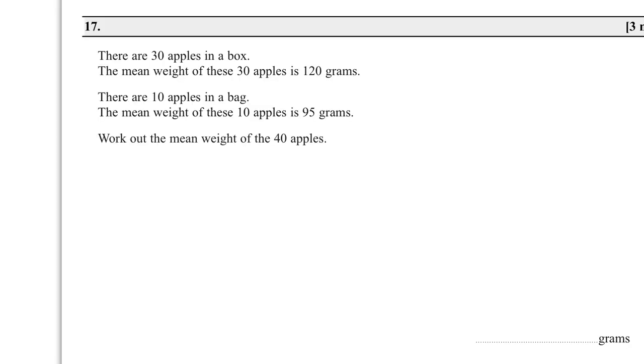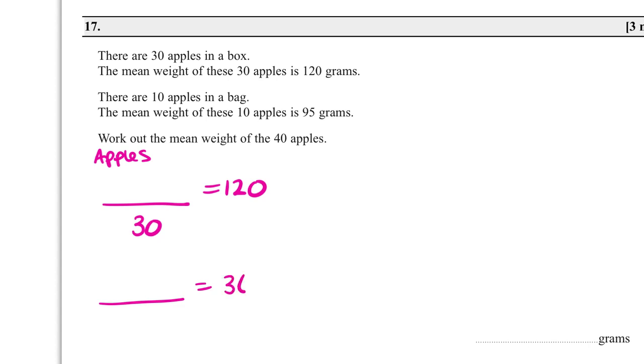Okay, question 17. This is called combined mean, okay? So some of the other questions you've seen are problem solving. This is still problem solving. Now, again, the easiest way to do this question is to translate the words into a formula. So there are 30 apples in a box. The mean weight of these 30 apples is 120. So that means the sum of all 30 divided by 30 equals 120. So this is the apples, right? So how much do all the apples weigh? We're going to do 30 times 120, which is 3,600. Awesome.